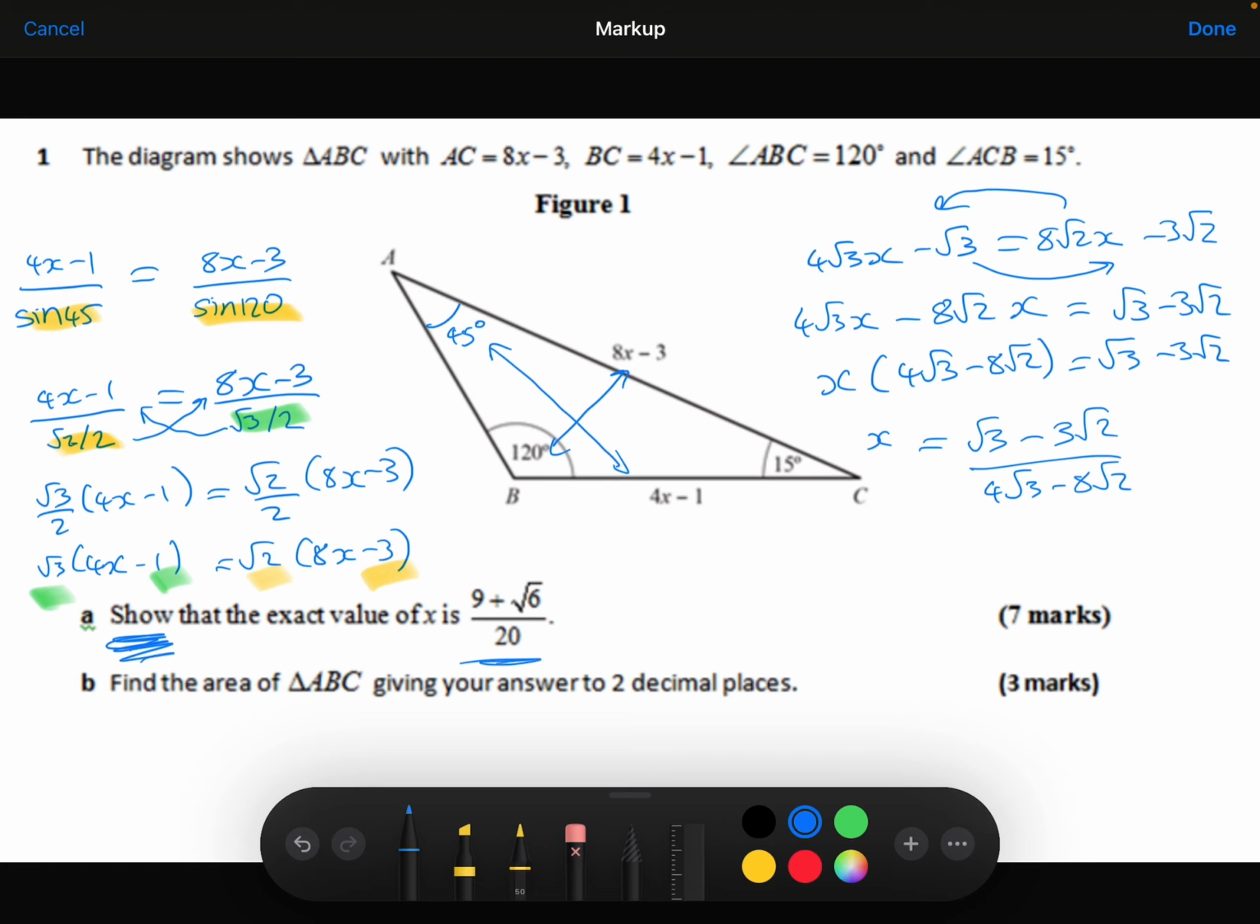So I need to rationalise my denominator. I can't just put this in my calculator, I need to show it. So I'm going to rationalise this denominator. So I'm going to times by 4 root 3 plus 8 root 2. So just multiplying the top and the bottom by this with the sign flipped, so a positive rather than a negative.